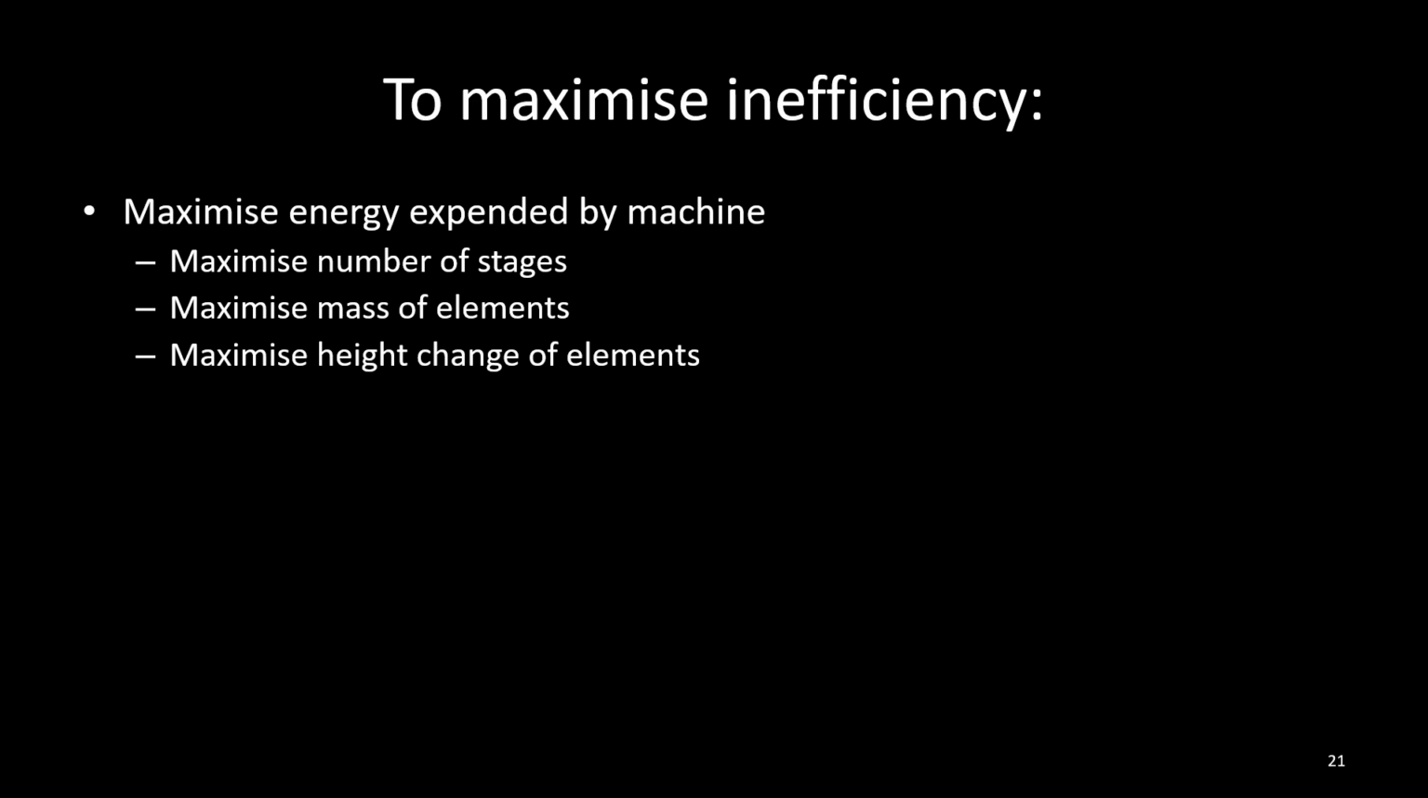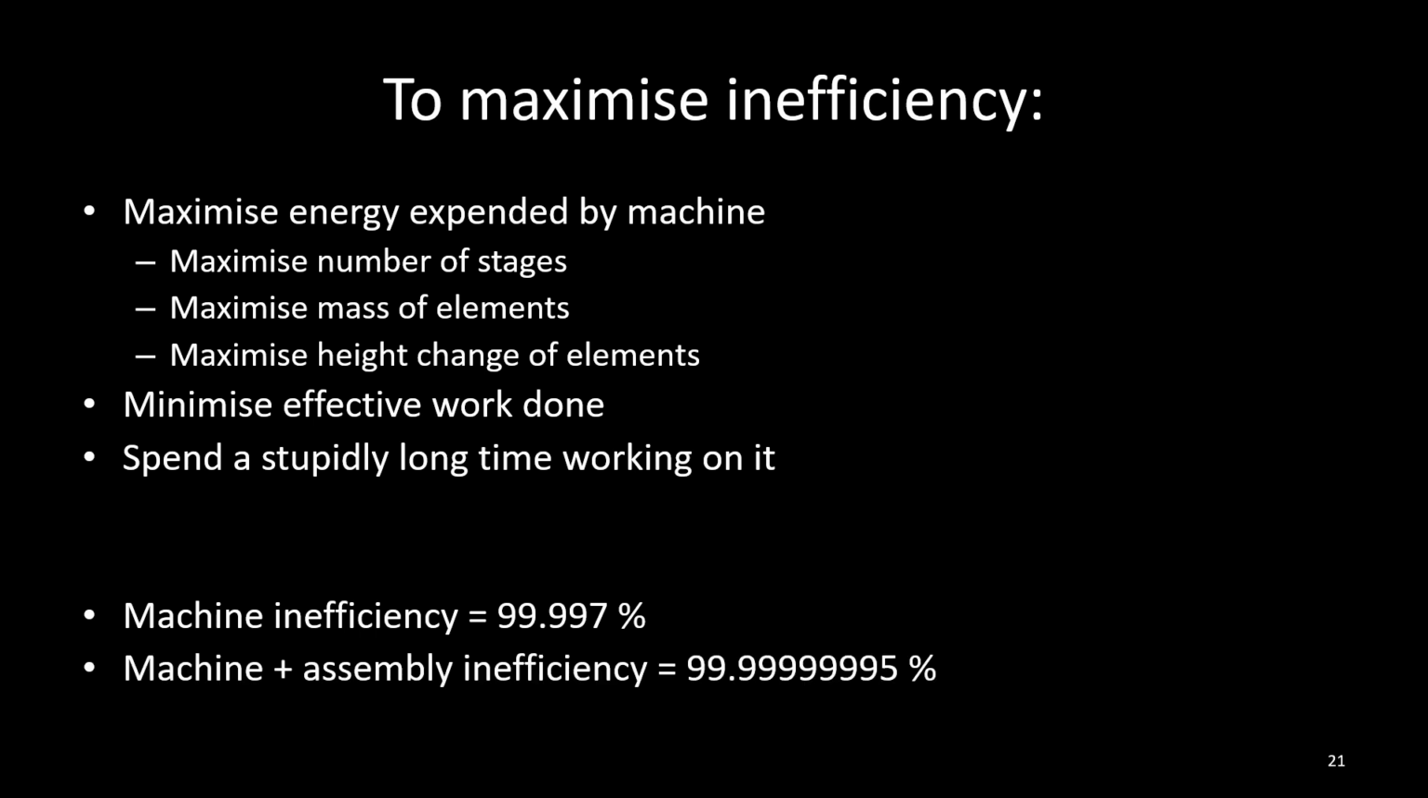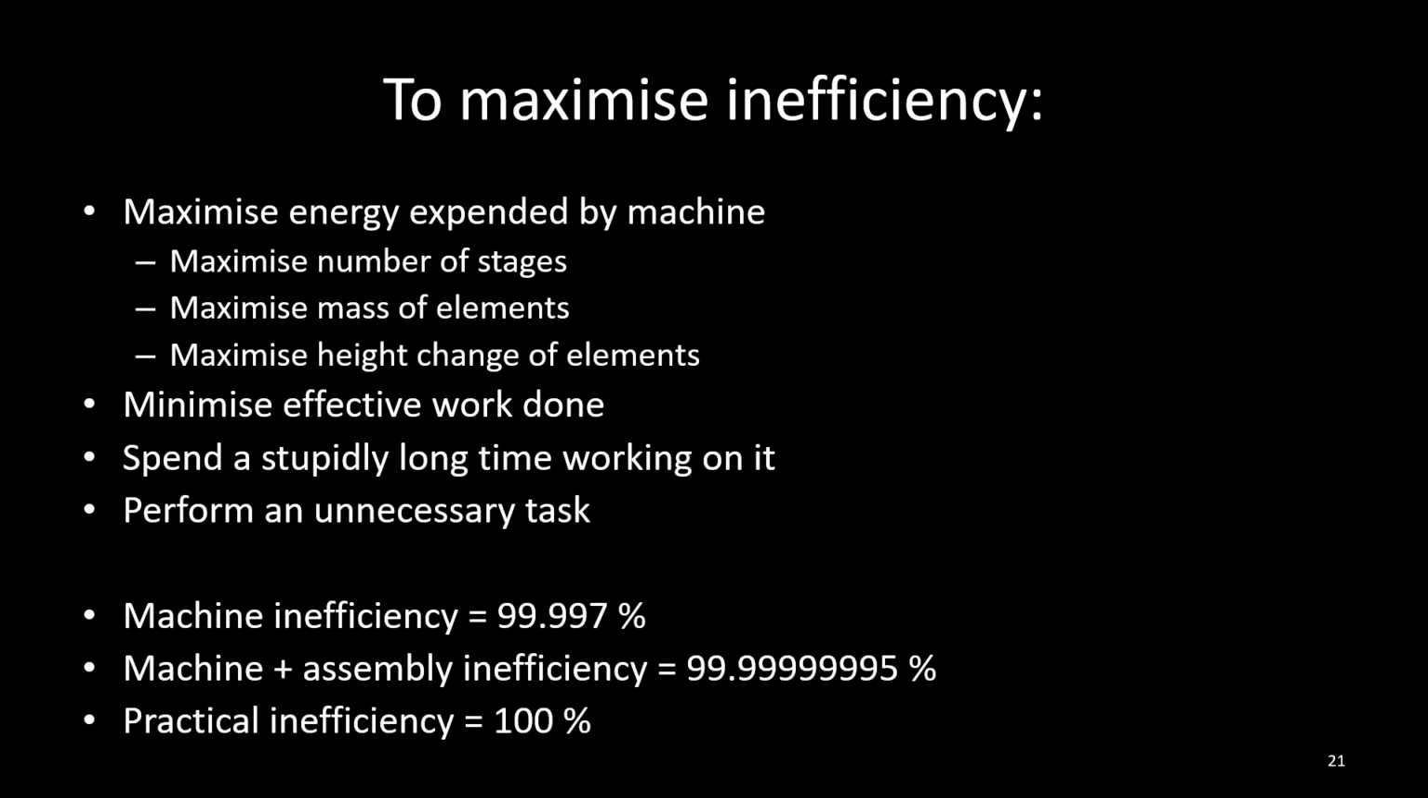So to maximize the inefficiency, you want to maximize the energy expended by the machine by maximizing the number of stages, maximizing the mass of the elements, and maximizing the height change of the elements. And you want to minimize the effective work done. For my machine, that was 99.997%. But you can also increase the inefficiency by spending a stupidly long time working on it, if you include the amount of energy that was spent doing that. For me, if I included that, it became 99.9999995% inefficient. And the other way to really make it inefficient is to perform a task that doesn't actually need to be performed. So practically, the inefficiency of my machine was 100%. Thank you very much.